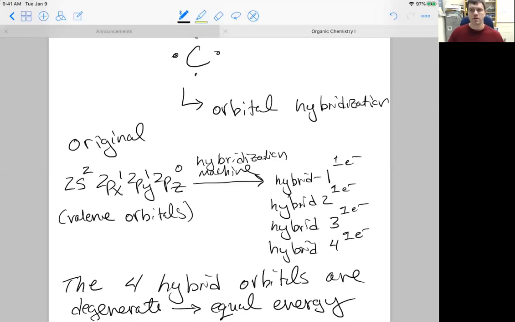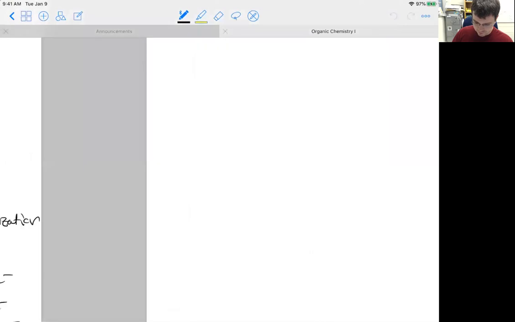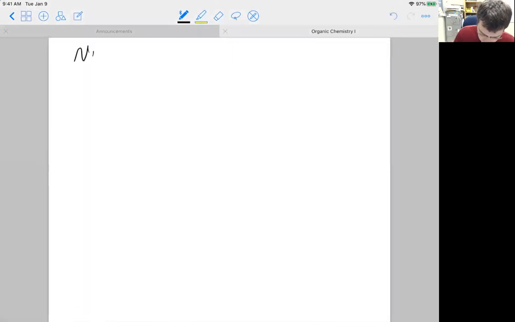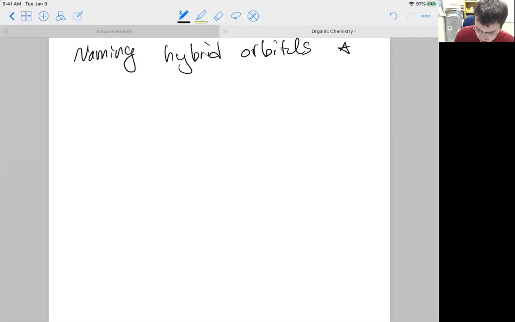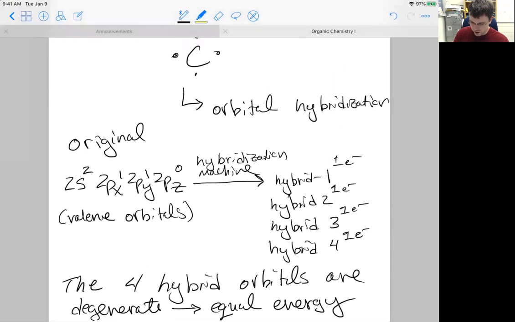Well, let's come up with a better name than the term hybrid. So, naming hybrid orbitals. This is important. I mean, it's all important, right? But this we've got to know. When we're talking about naming hybrid orbitals, that's me coming up with a different word for hybrid 1, 2, 3, and 4.